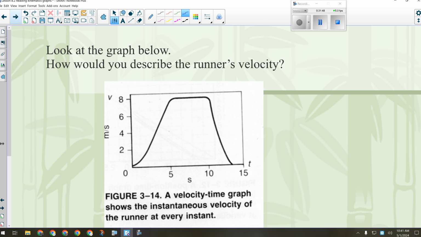So this is a graph of a runner. What's the runner doing in this part of the graph? Accelerating. They're accelerating from 0 to 8 meters per second. What are they doing in that part of the graph?